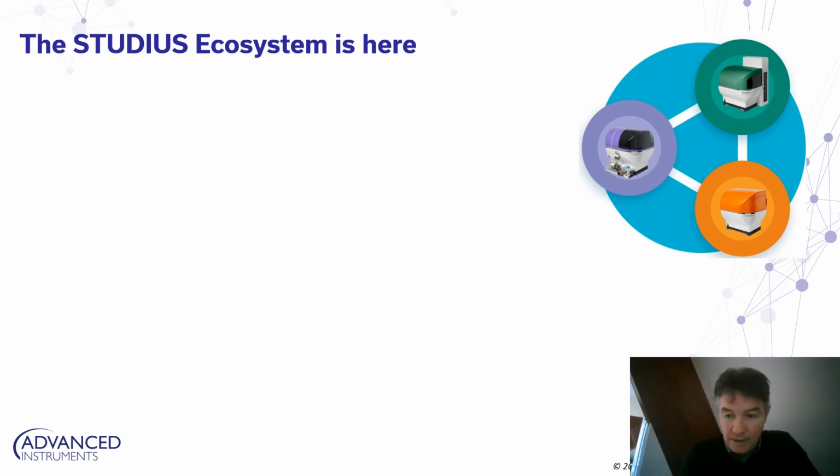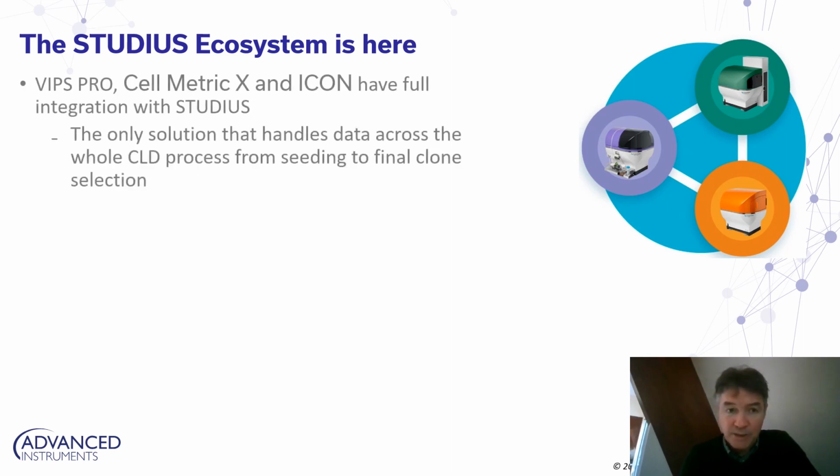So now that the Cellmetric X has been incorporated into the Studious data management and analysis platform, we now have the complete Studious ecosystem, because the VIP Pro single cell seeder and the Icon productivity analyzer and the Cellmetric X clonal imager are now all operating under Studious. So that means that for the first time, there's a single data management and analysis platform that handles all of the data from seeding to final clone selection.